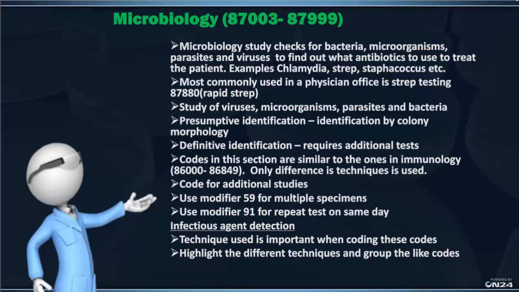The codes in this section can be performed by one of two methods. You have presumptive or definitive method. Presumptive is identification by colony morphology, whereas definitive identification requires additional tests. Some examples of tests that will be found in this section will include chlamydia, strep, and staphylococcus, etc.